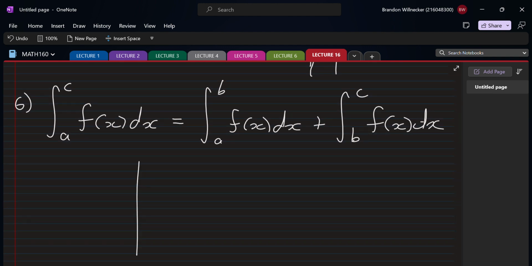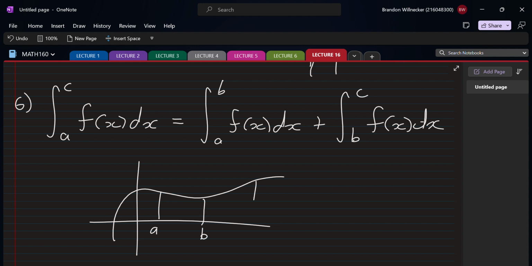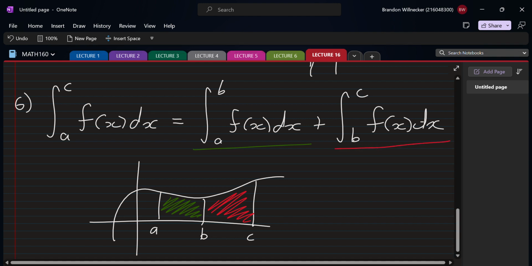So we'll show a little picture. Okay, got a little picture here. So here's a, here's b, here's c. So if we look at the total area under the curve, let's just draw that in green. So we've got this part in green and this part in red. Okay, so we've got this green part and this red part. So the green part we can identify with this first bit. That's the green part. And then the red part we can identify with that bit.